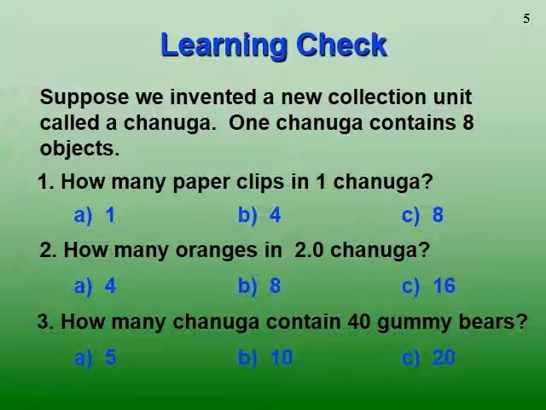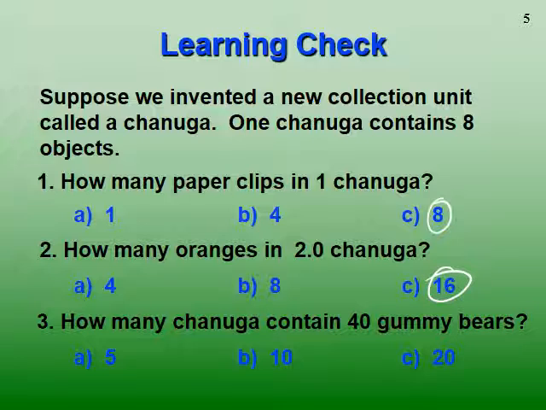Right, so welcome back. Question number 1 says, how many paper clips are there in one Chinooga? We're told that one Chinooga contains 8 objects, so there must be 8 paper clips, or C, in one Chinooga. The next question says, how many oranges are in 2 Chinooga? If one Chinooga takes 8 objects, there must be 2 times 8, because remember one Chinooga is 8. So it must be C also, 16.